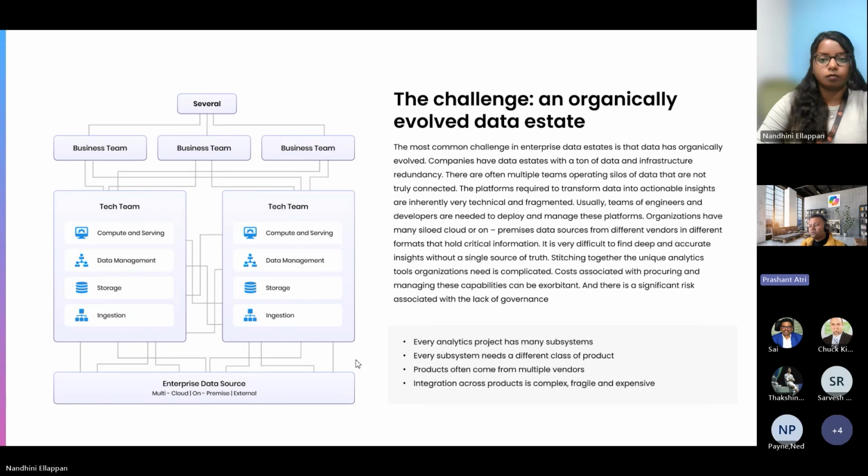That's one of the things. So when you run into this kind of fragmented architecture and are trying to solve this in a unified way, that's where Microsoft Fabric comes in.